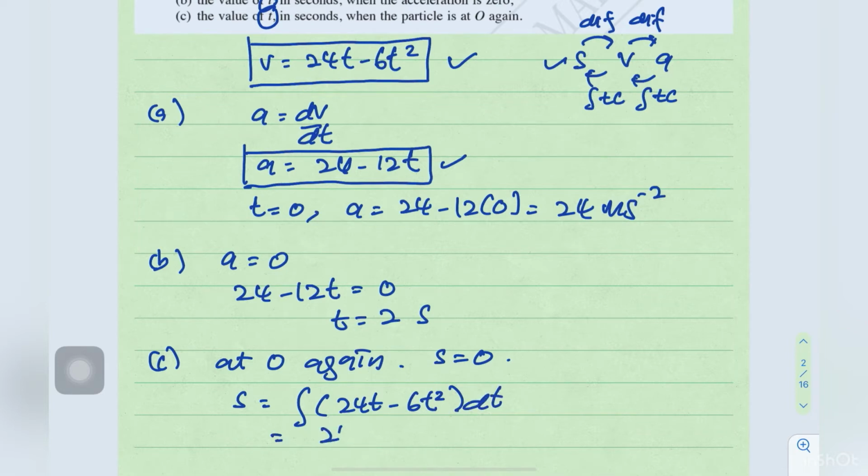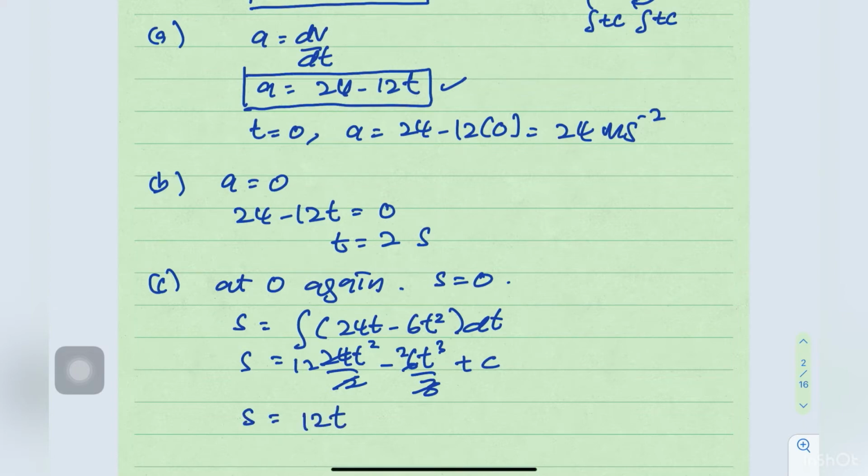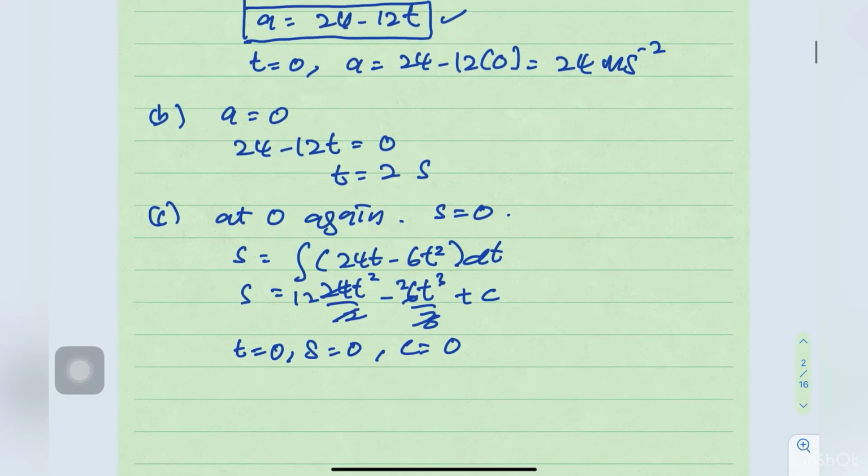Okay, so 24t squared over 2 minus 6t cubed over 3 plus c. Simplify. So S equals 12t squared minus 2t cubed plus c, and we assume c is 0. When t equals 0, S equals 0, so c equals 0. So S equals 12t squared minus 2t cubed.